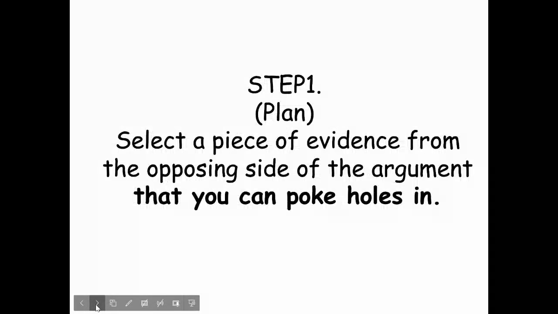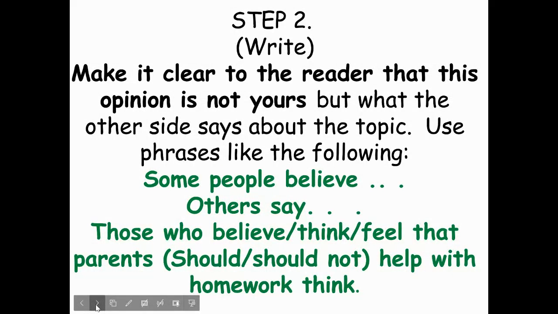Okay? All right, so step one, we're going to select a piece of evidence from the opposing side of the argument, but this has to be one that you can poke holes in. So it's not a very strong piece of evidence from the other side. Then, step two, you're going to write it out. So make it clear to the reader that this opinion is not yours, but what the other side says about the topic. So we're going to use phrases like this. Some people believe, others say, those who believe, think, feel, blah, blah, blah. Okay, there's an example for you.